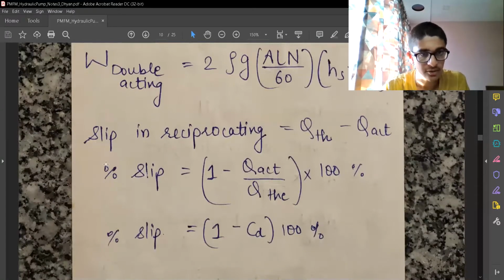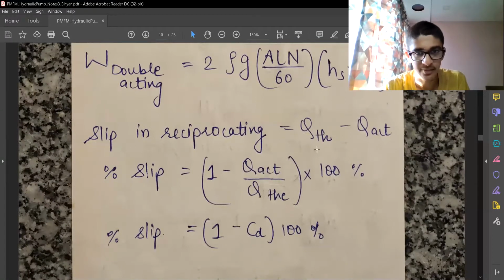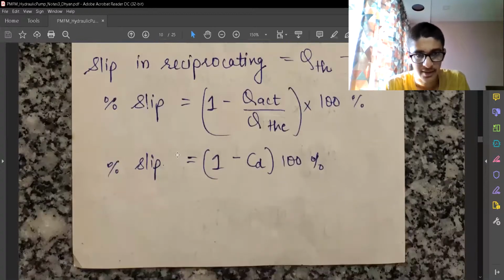And let me introduce the slip factor. Slip in a reciprocating pump is defined as theoretical flow rate minus actual flow rate, and percentage slip is defined as (1 minus Q actual upon Q theoretical) into 100%. And this Q actual upon Q theoretical is Cd, some factor.